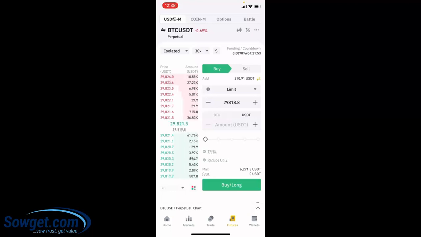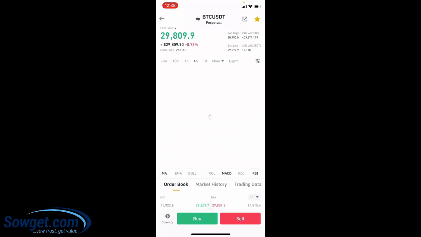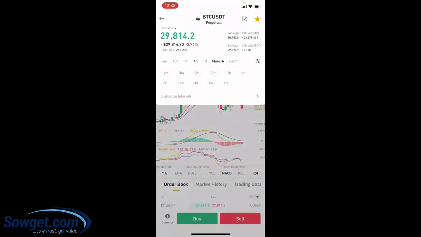Now if you come here to where you have these candlesticks, just tap on them. Now you see that this is where you can do your analysis, your technical analysis on the app. Now at the top right here, you see that you have your time frames. You have the 15-minute time frame, 1 hour, 4 hour, 1 day. And if you tap on more, you see the different time frames that you can select.